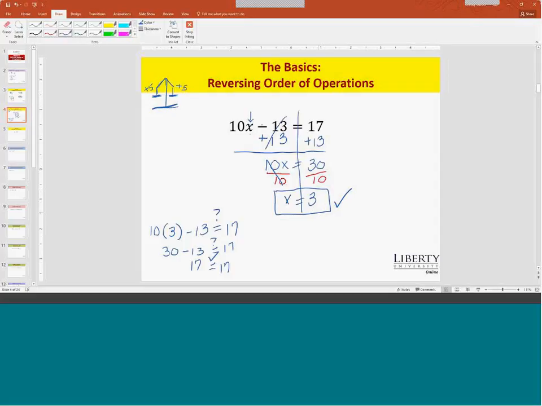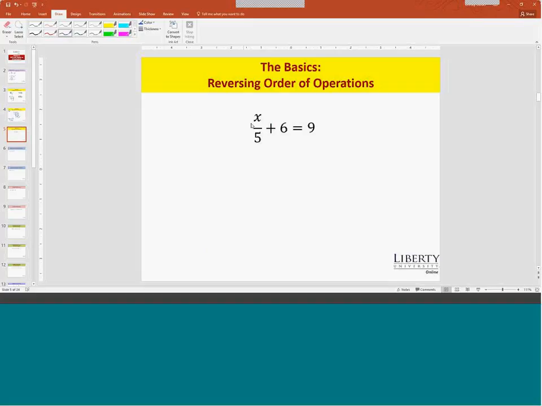So the cool thing about solving equations is that you can take what you found your variable to be and bring it back into the original equation and see if that makes your statement true. Now, x divided by 5 plus 6 is equal to 9. Remember, we're going to reverse the order of operations by undoing what's being done to our variable. First, we have to get rid of adding 6.